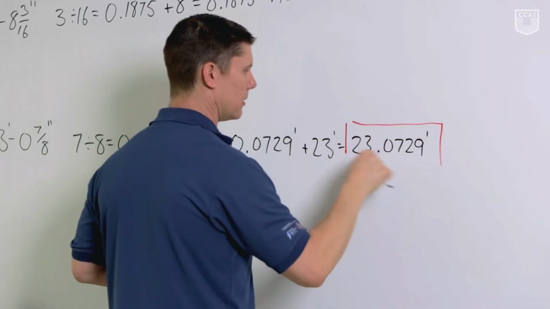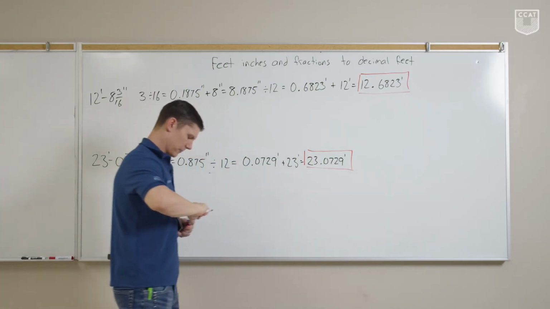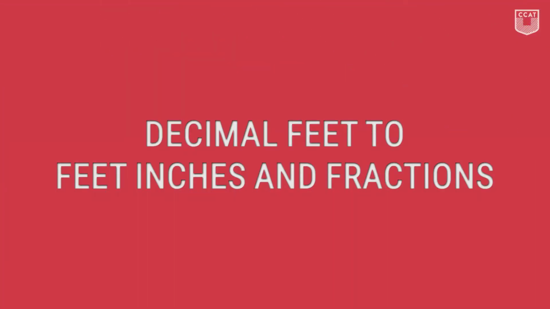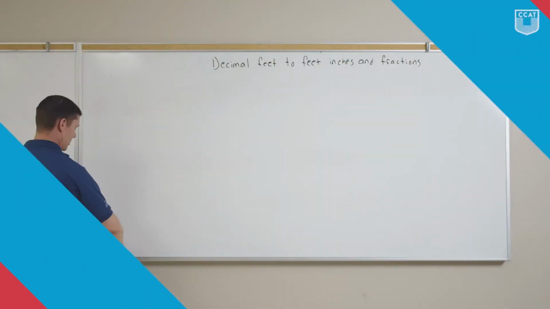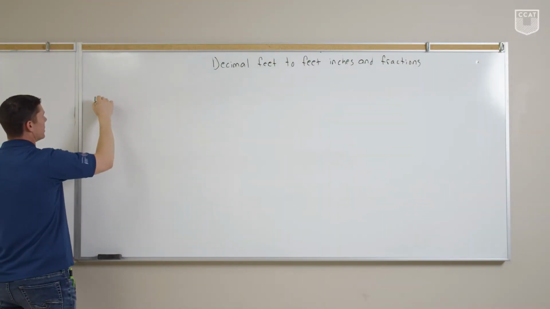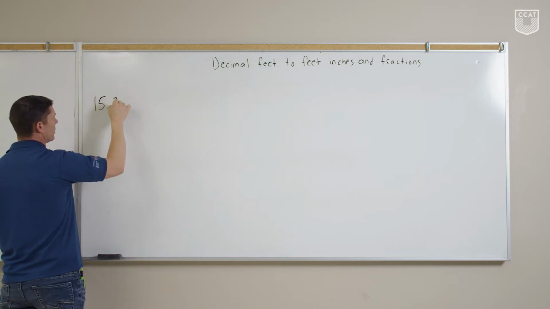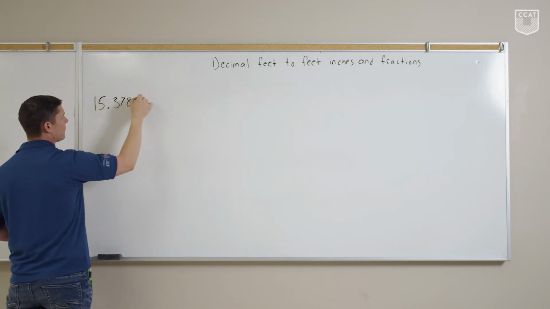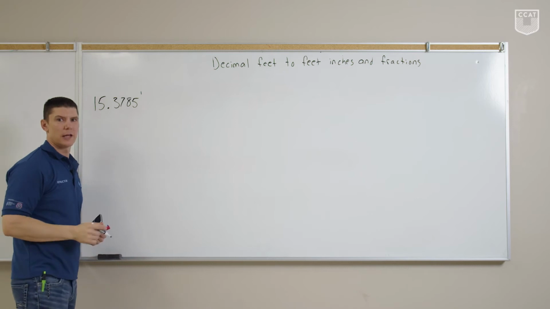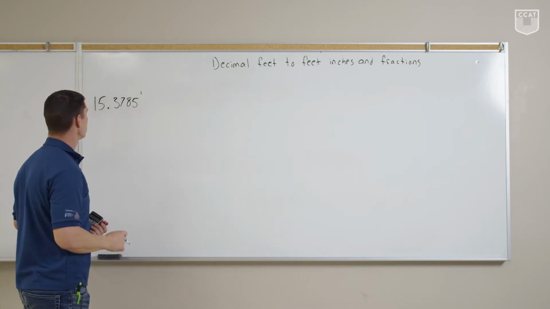Okay, so that would be our final answer there. We're going to go back the other way. We're going to go from decimal feet to feet, inches, and fractions. So we could have a number like 15.3785 feet, and we want to convert that into feet, inches, and fractions.